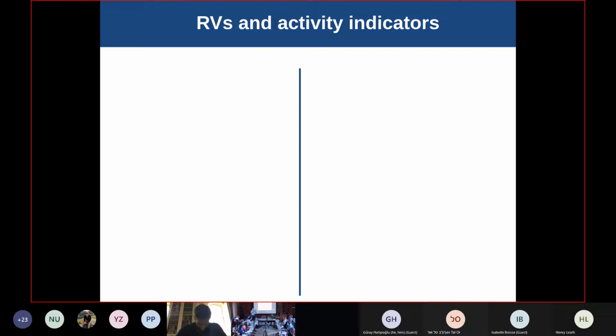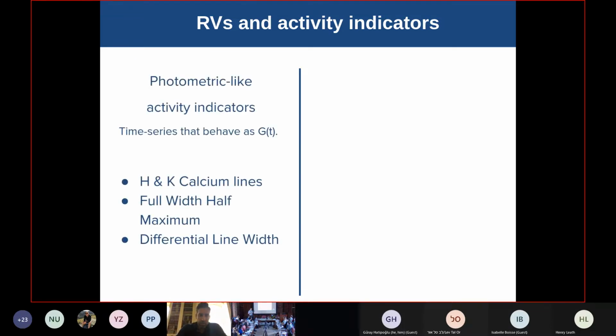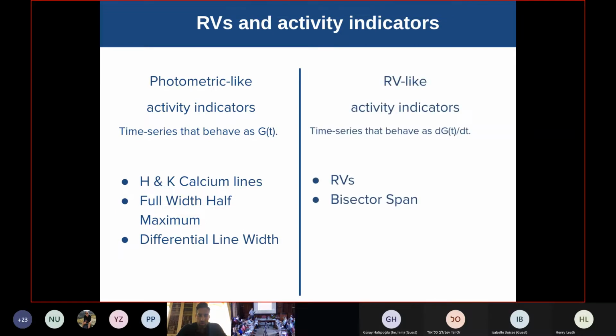I like to describe the time series that there are two kinds of time series. Some that I call photometric-like activity indicators. By this, I say that these are time series that behave only as the G function. And for this, I have some examples, like the H and K calcium lines, full width at half maximum, or differential line width. There are some quantities that behave as if they were the flux. While there are some other kind of time series that I like to call RV-like activity indicators, that can be like the radial velocity or the bisector span.